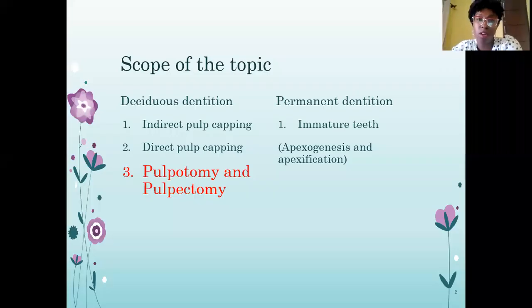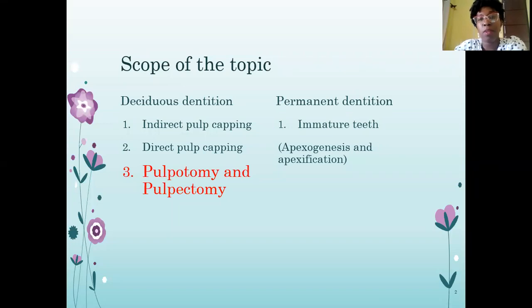Deciduous dentition. Then you also have the permanent dentition. So in deciduous dentition, there's indirect pulp capping, there's direct pulp capping. Today we are going to focus on pulpotomy and pulpectomy, and I will explain why as we go along.